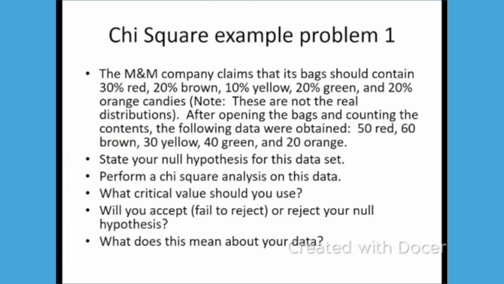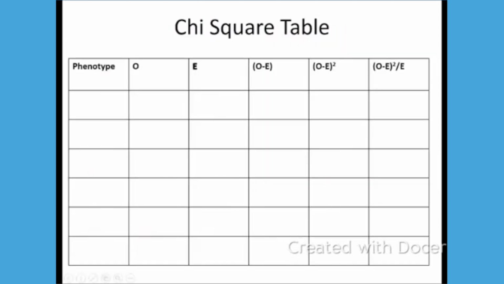So here's what an example problem might look like for chi-square. The M&M company claims that its bags contain 30% red, 20% brown, 10% yellow, 20% green, and 20% orange candies. Now realize that the Mars company does publish the percentages that should be in the bags. These are not the real numbers. These are numbers that I made up. But these numbers are what we're going to call our expected numbers.